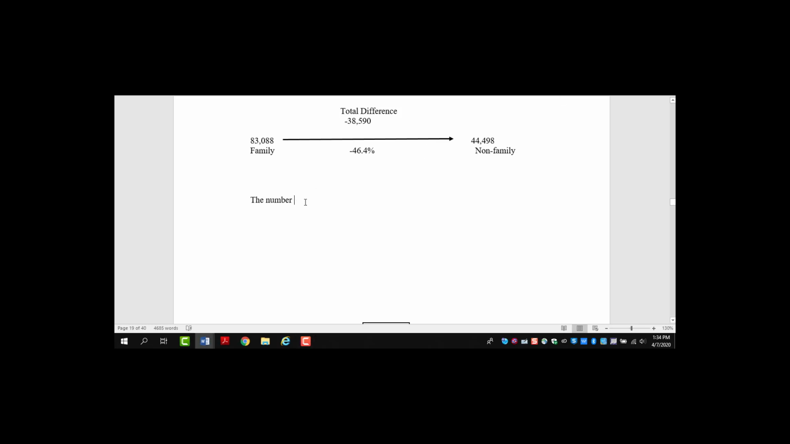Now just to explain what I have, the number of non-family households was 46.4% less than the number of family households.